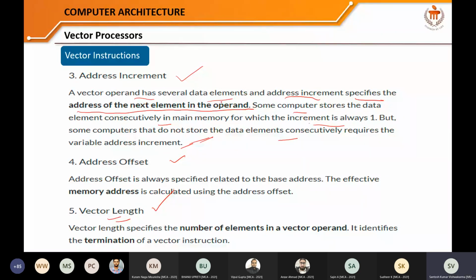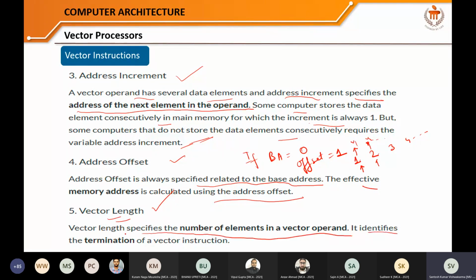Now, address offset is always specified relative to the base address. As I said earlier, if the base address is 0, then you want to find out what the offset is. If the offset is 1, it means the elements can be found as 1, 2, 3, 4, and so forth. This is a numerical value, you can say memory mapping, which maps to the value. 1 can have value 1, 2 can have value 2, and so forth. So the effective memory address is calculated using the address offset. And the very important one is vector length. Vector length specifies the number of elements in a vector operand. It identifies the termination of vector instructions.